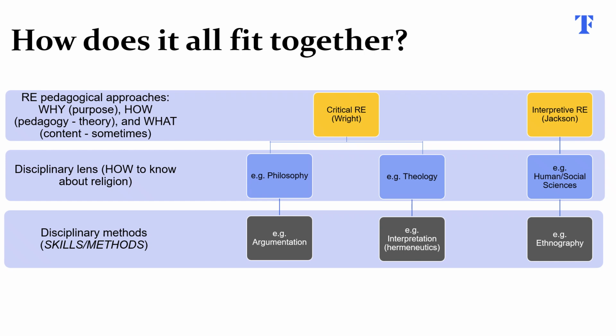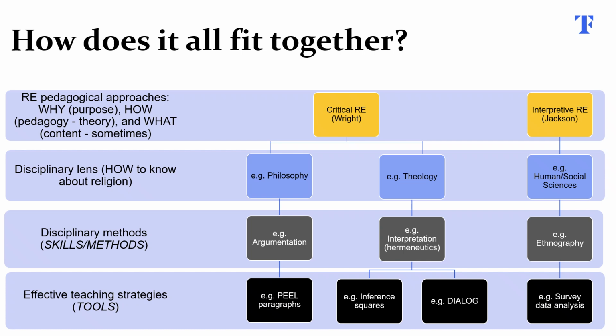For example, teaching pupils the skill of argument is important within theology, philosophy, and social sciences. However, it looks different in those disciplines at the secondary school level, and this is only beginning to be understood now.